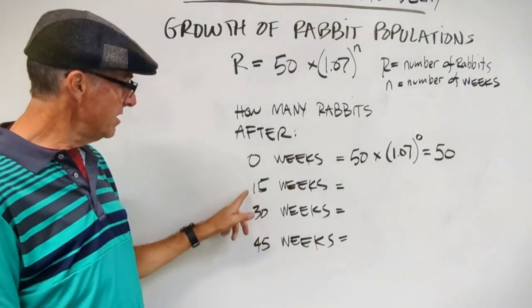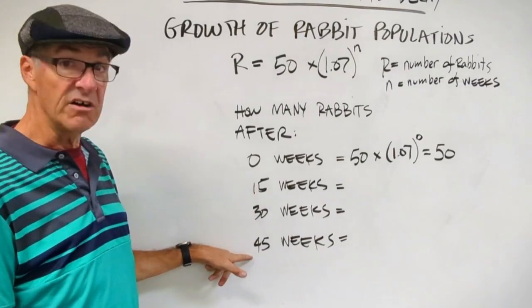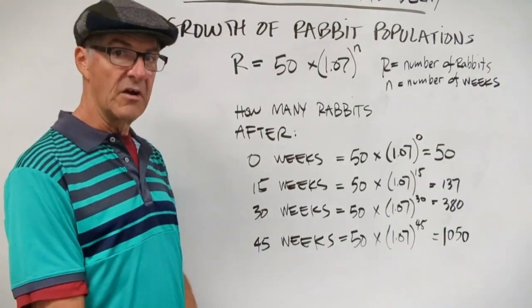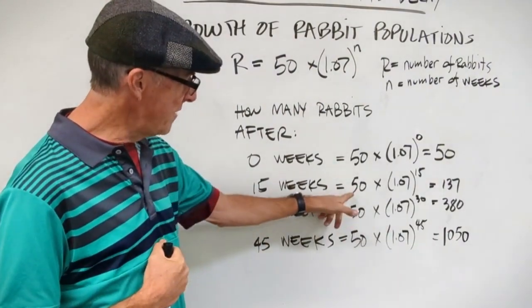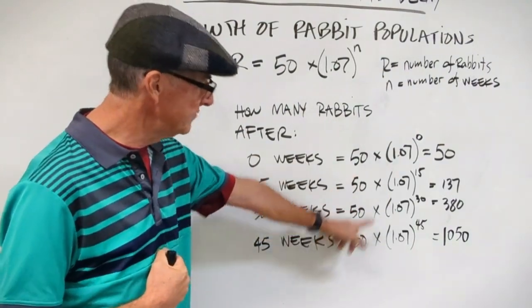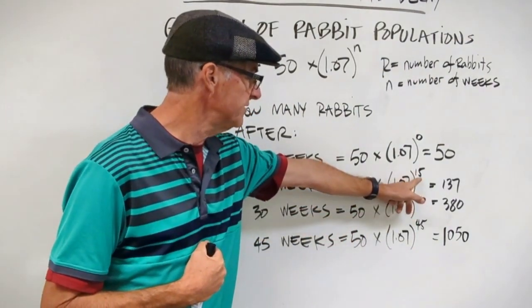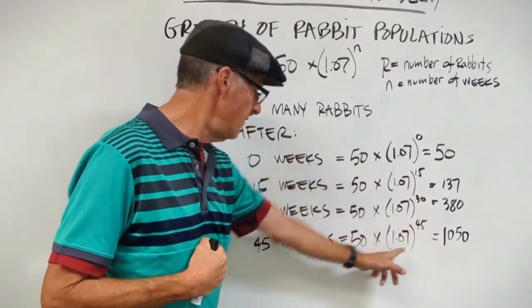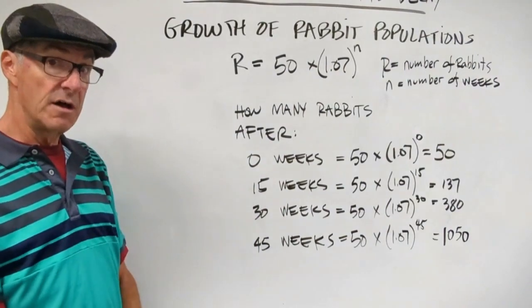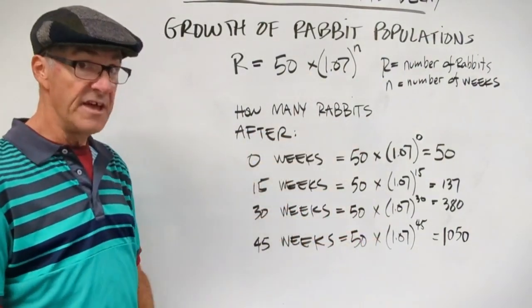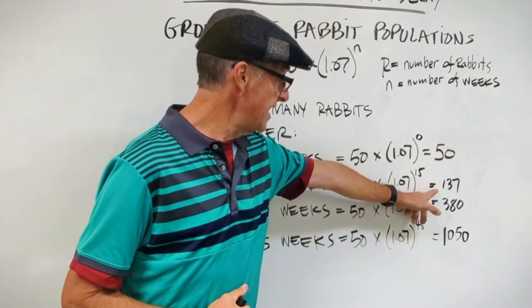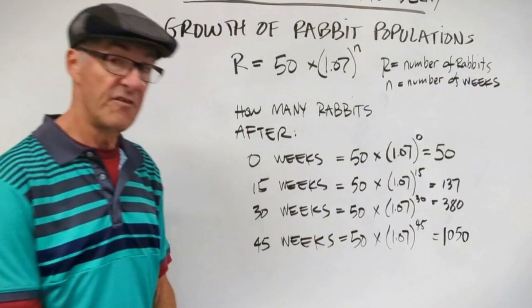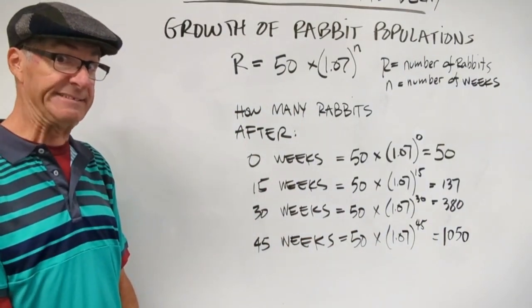Okay, so I want you to pause the video and do these 3 calcs, okay? Do it at 15 weeks, at 30 weeks, and at 45 weeks, and then come back. All right, I want you to check your work. I have my 3 plug-in steps, 50 times 1.07, raised to the 15 weeks for that one, raised to the 30 power for that one, and finally raised to the 45th power for that one. So that's how all the plugins go. And then I did my math, and I got 137 for 15 weeks, 380 for 30 weeks, and 1,050 for 45 weeks. That's a lot of rabbits.